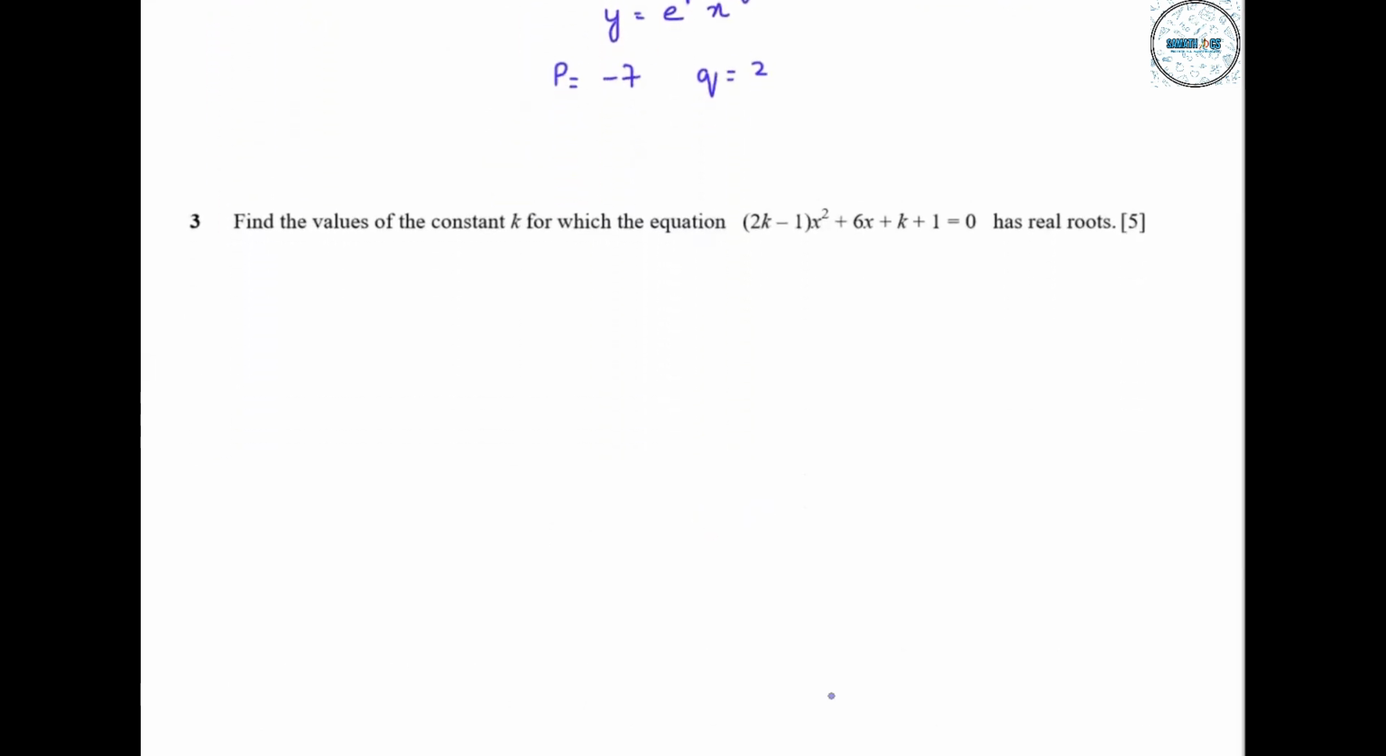The next question is related to quadratics. It says find the values of the constant k for which the equation (2k minus 1) x squared plus 6x plus (k plus 1) is equal to 0 has real roots. Whenever in the question it's given about roots and we have to find out the value of any constant, given that the equation is a quadratic equation, we can use b square minus 4ac. And here, when the roots are real roots, then we can use b square minus 4ac is greater than or equal to 0.